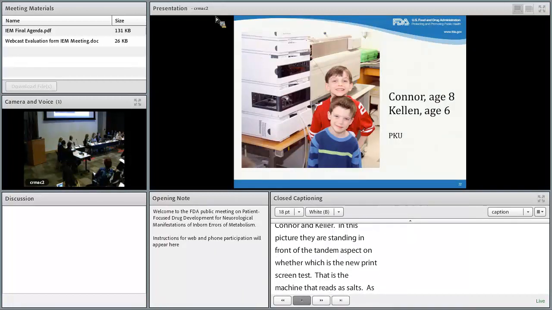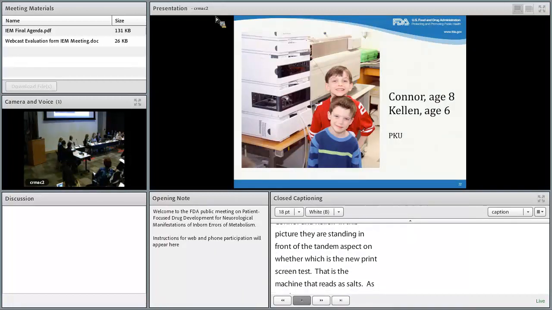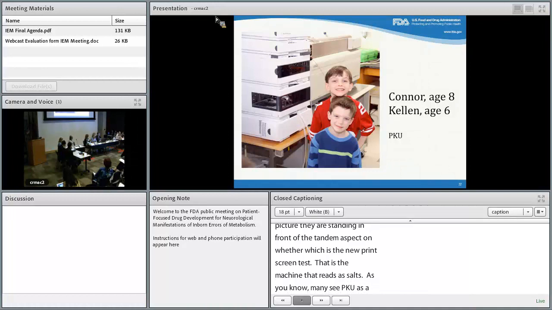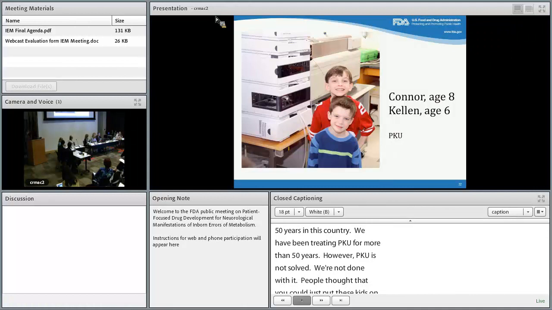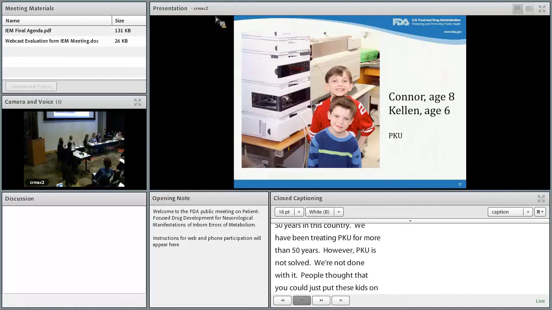So that's the machine that reads those results. So as you know, many see PKU as the success story of newborn screening. We've been screening for PKU for more than 50 years in this country. We've been treating PKU for more than 50 years. However, PKU is not solved. We're not done with it. People thought that you just could put these kids on a special diet, they would be fine. However, we now know that this is not the case.